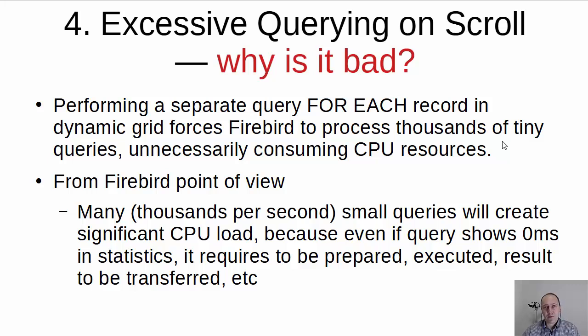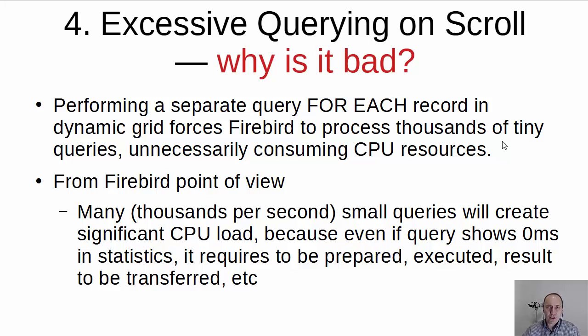But when it comes to a large number of users, like you have 200 or 300 simultaneous users, and they all open the grids, and applications start to generate multiple queries for each record. Multiple, it means that in total Firebird will receive 70 or 100 thousand very small queries every minute. So several thousand queries every second.